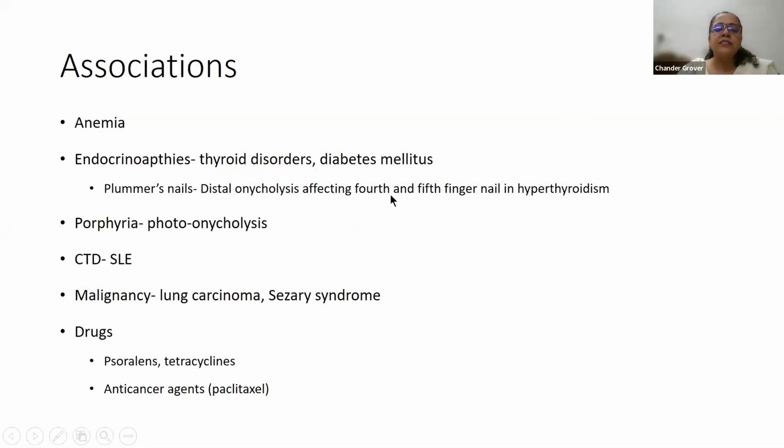Associated with anemia, with endocrinopathies, including thyroid disorders, you have an entity known as plumber's nails, which is distal onycholysis affecting the 4th and 5th finger in hyperthyroidism. Then you have photoonycholysis occurring in cases with porphyria or even drug-induced photoonycholysis, especially with tetracyclines. Various connective tissue diseases, malignancies, etc.